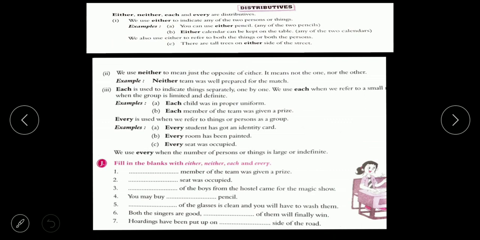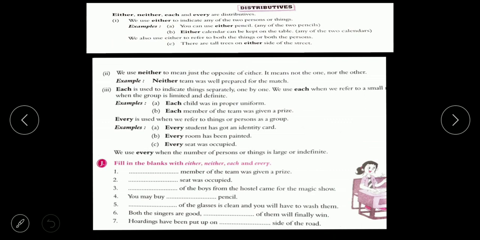You can use either pencil. Okay, either means any of the two. Either calendar can be kept on the table, means any of the two calendars. दोनों में से कोई एक. We also use either to refer to both the things or both the persons.